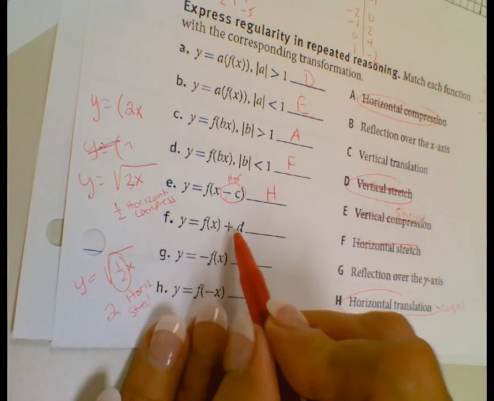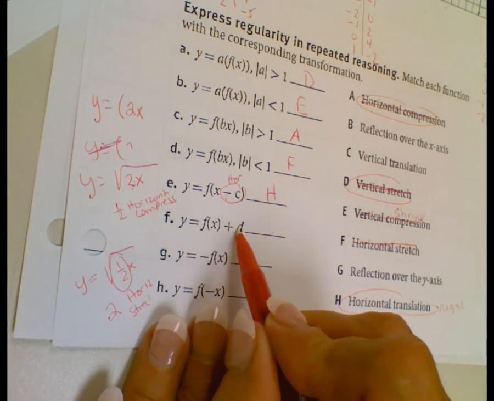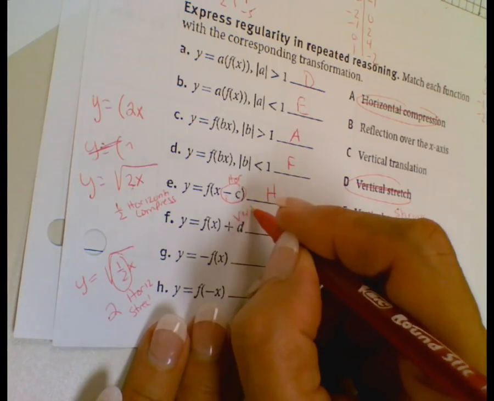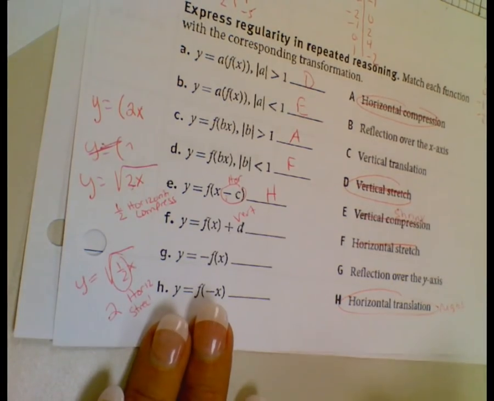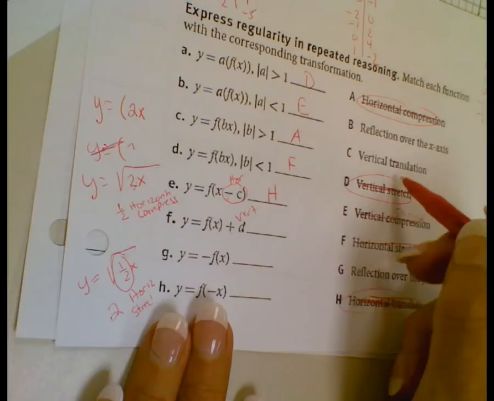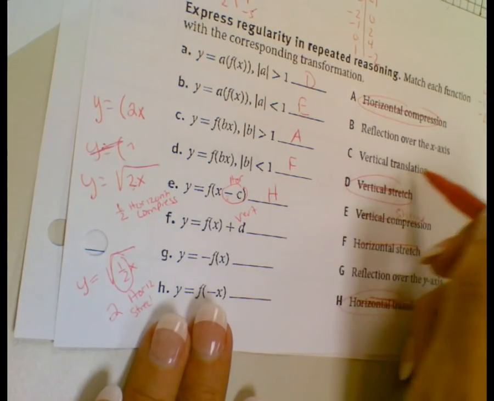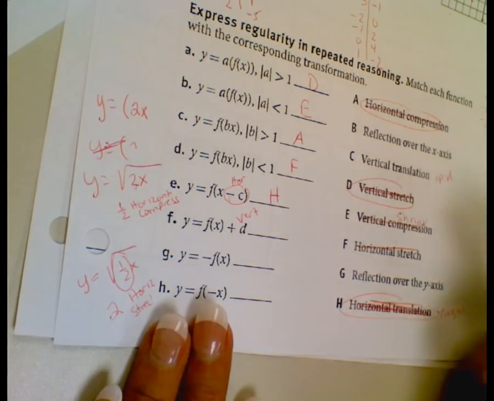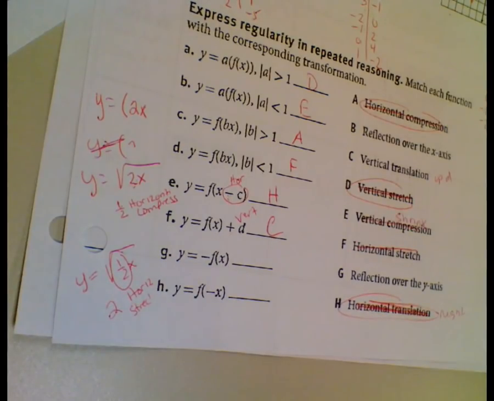Now this one is not in the parentheses. Anytime it's not in the parentheses, you always use the word vertical. If it's not in the parentheses, you use vertical. So what's left? I see a vertical translation. It would be a vertical translation up D units, if you want to be specific.